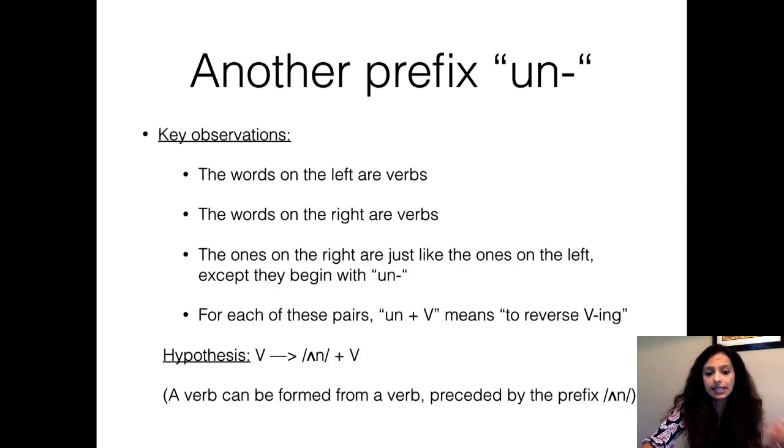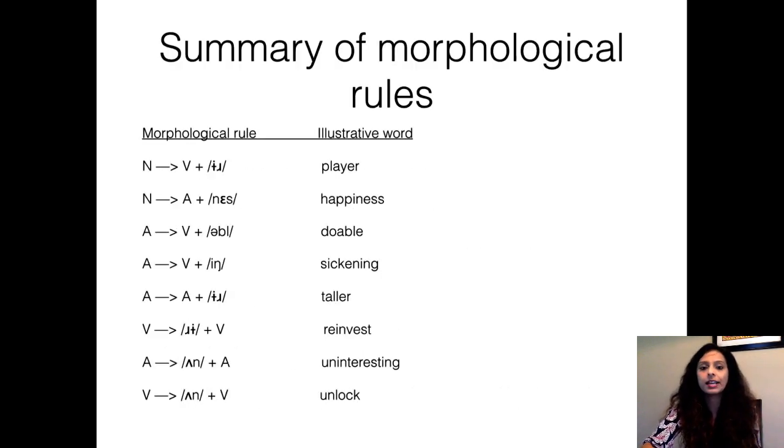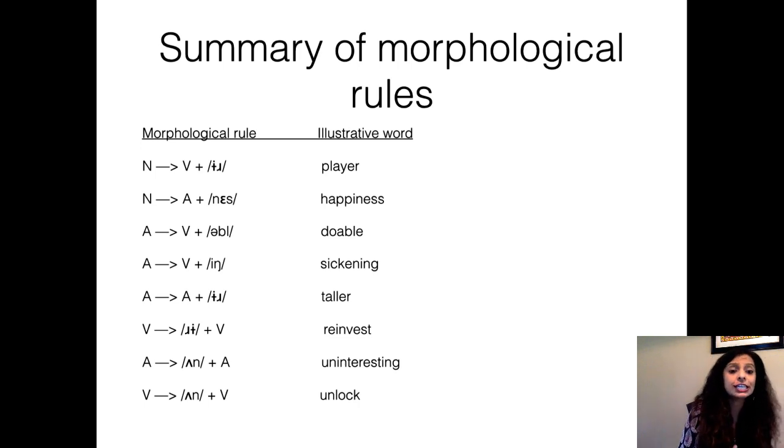Prefixes in English. So you take un, you attach it to a verb, and you get a verb. All right, so here is a summary of all the morphological rules that we have seen. We have rules that take verbs and derive nouns. We have rules that take verbs and derive adjectives. We have prefixes, etc. Now you might be wondering, oh my God, these are so many rules, right? And you can obviously create more rules because we obviously have more suffixes and more prefixes in English.